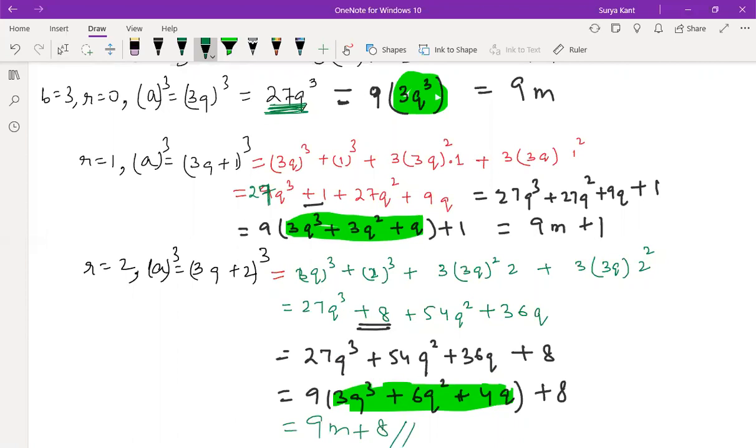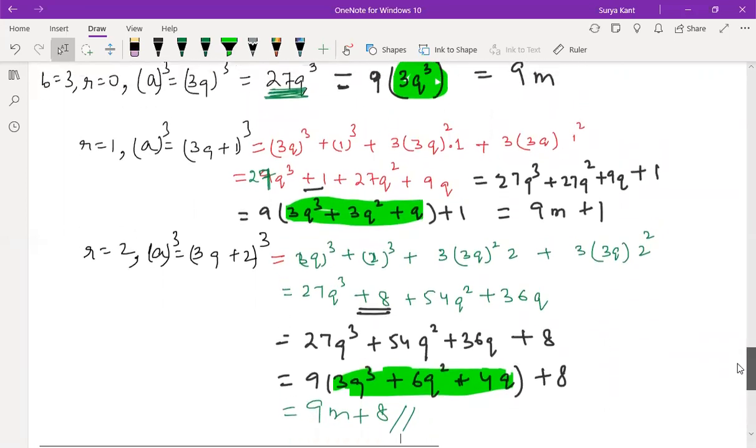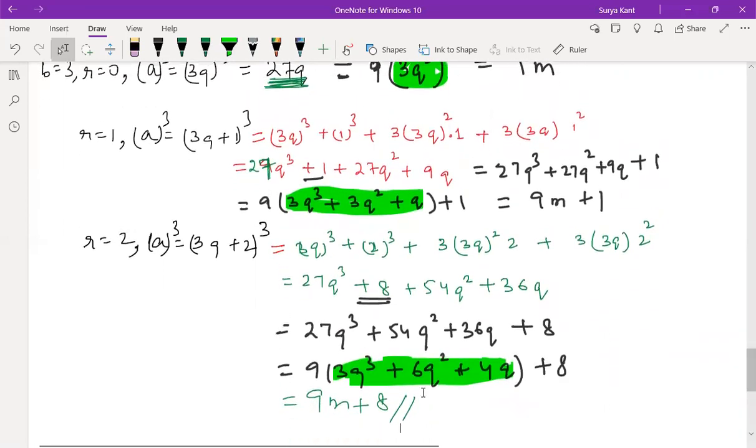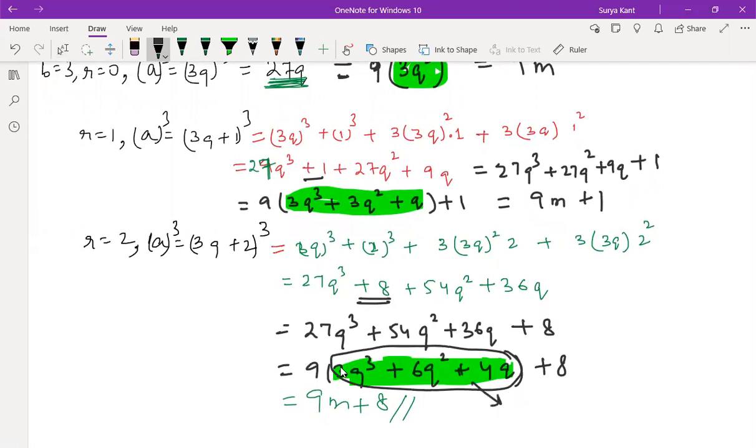100% this type of question will come in 4 marks or 3 marks. Sir, this last step, sir. Yeah, tell. This last step, 9m plus 8 you are saying? Yes, sir. See, now this whole part we are taking as m. This whole part is any integer, that is m. So we can write 9m plus 8 or not. Yes, sir. That's it. How you did the previous step, that only is there.